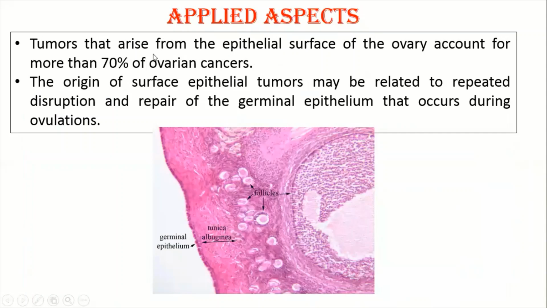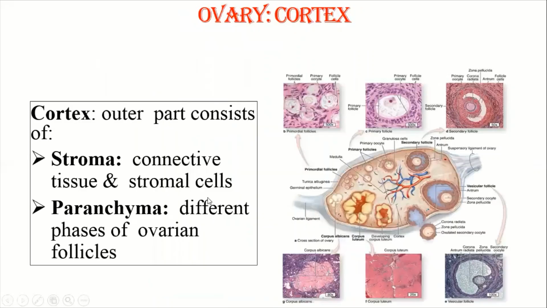What happens here? Tumors that arise from the epithelial surface of the ovary account for more than 70% of ovarian cancers. Epithelial cells here can give rise to carcinoma of the ovaries, and the origin of surface epithelial tumors may be related to repeated disruption and repair of the germinal epithelium that occurs during ovulation. Because at every ovulation, the follicles have to come out. So because of this, it may be related to the formation of about 70% of ovarian tumors.